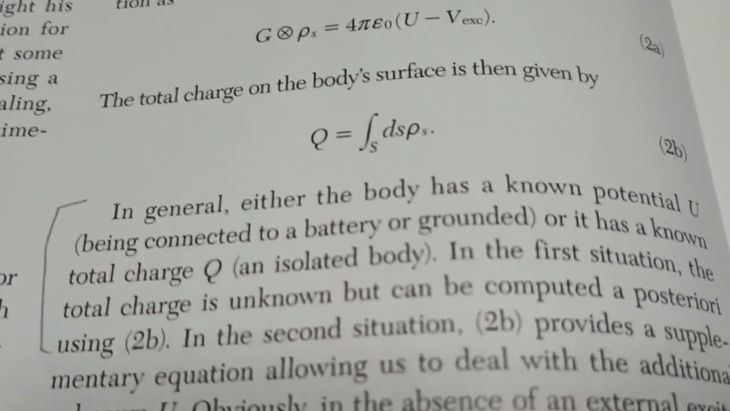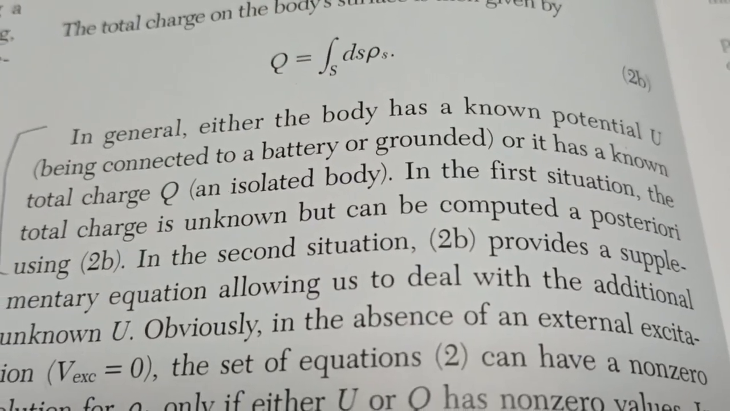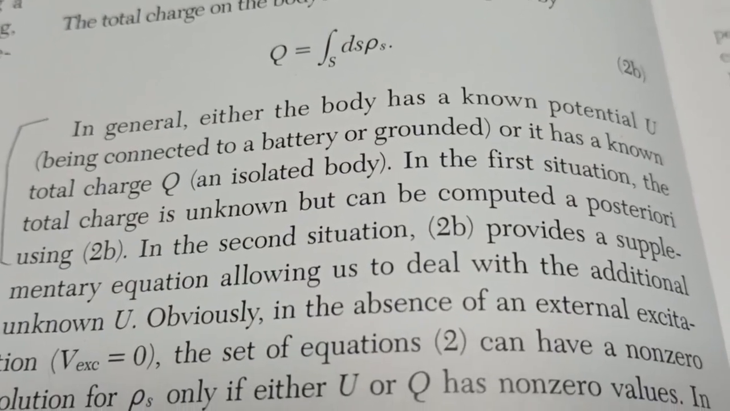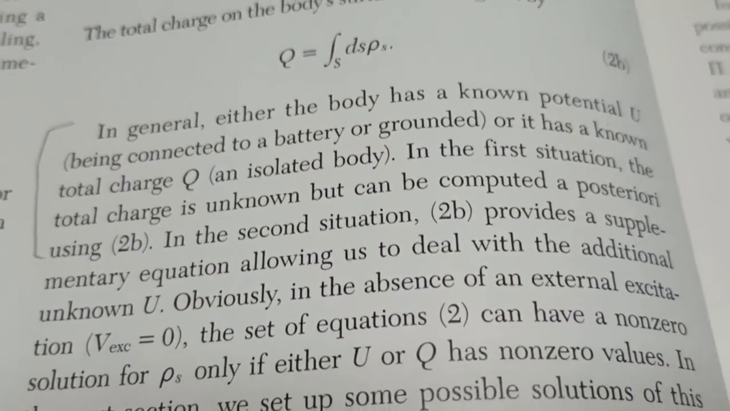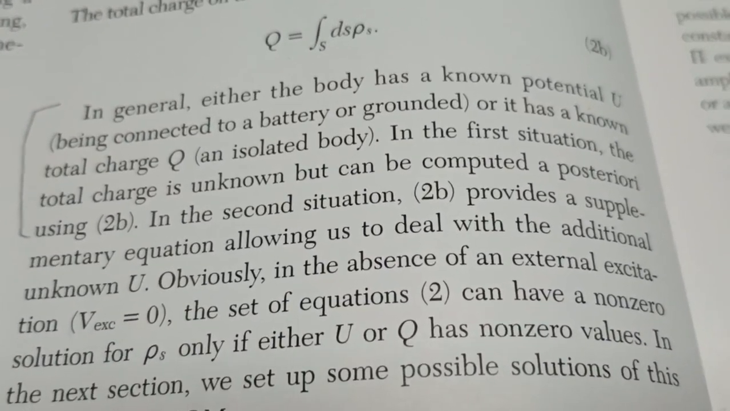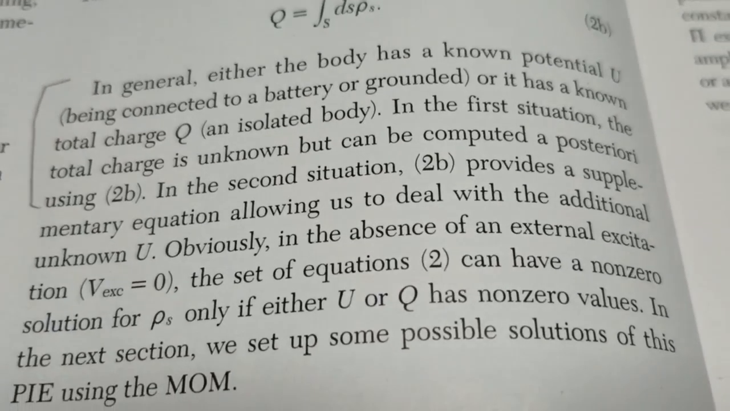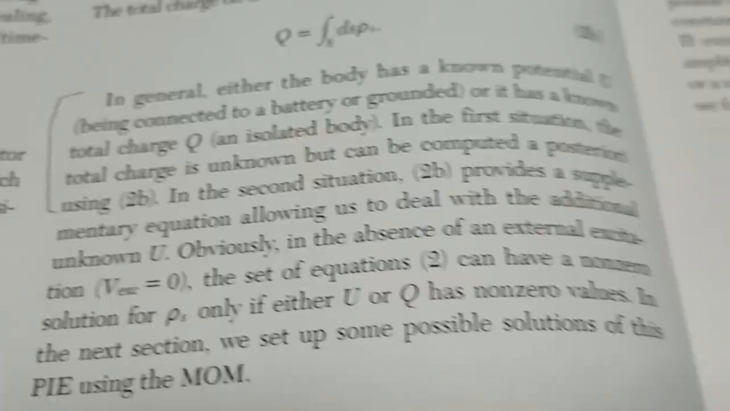Skipping over the math is becoming increasingly ugly. In general, either the body has a known potential U, being connected to a battery or grounded. There's that thing to focus on again. Does something jump out at you about that? What if it's a charged ground? Or has a known total charge Q, isolated body? Yada, yada, yada. And on they go to some horribly ugly math. This is the horribly ugly math.